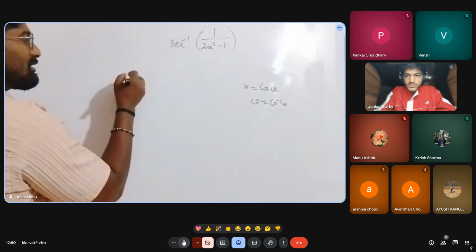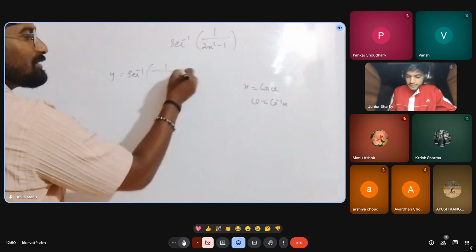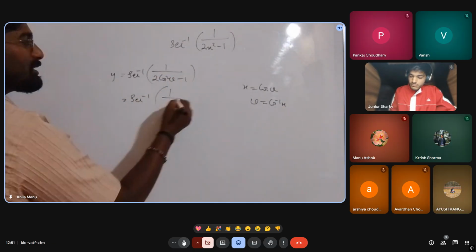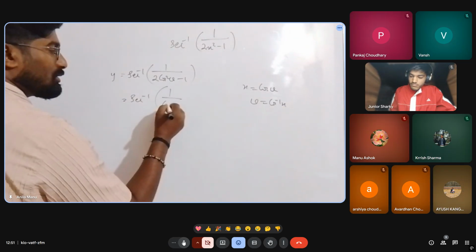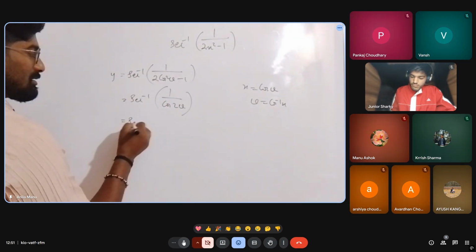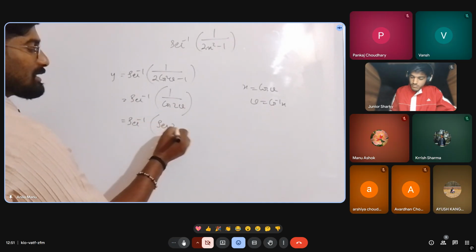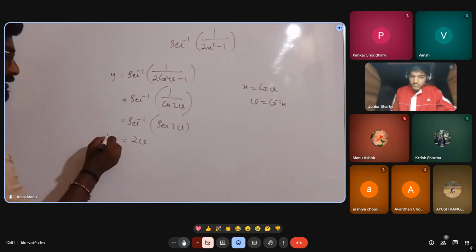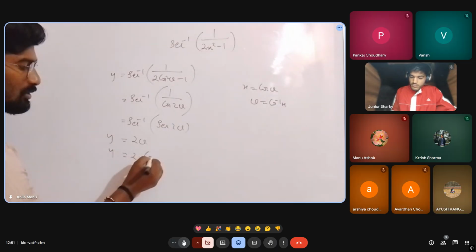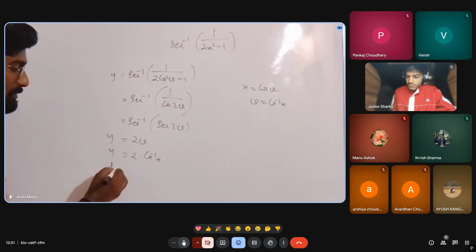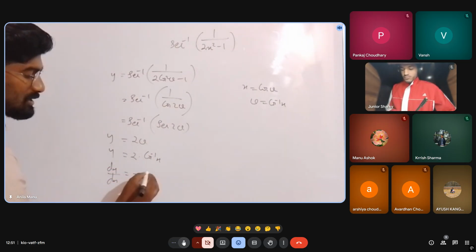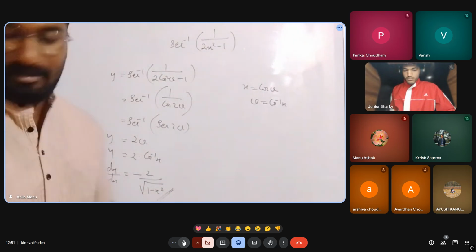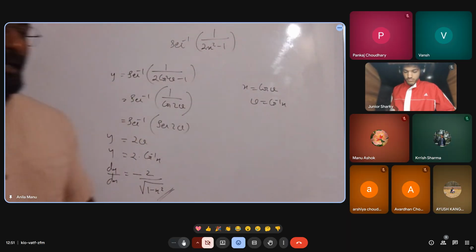Clear? Okay. Here, y is equal to sec inverse of 1 divided by 2 cos square theta minus 1. 2 cos square theta minus 1 is cos 2 theta, right? 1 by cos is sec. So it becomes 2 theta. That is y is equal to 2 cos inverse of x. So dy by dx is equal to minus 2 divided by square root of 1 minus x square. Clear? Completed?